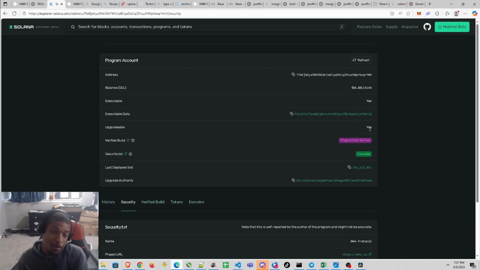Yeah, you can make it not upgradable if you're sure that your code doesn't have any bugs in it that could let something bad happen. But I was going to wait until after the beta to make the contracts not upgradable.